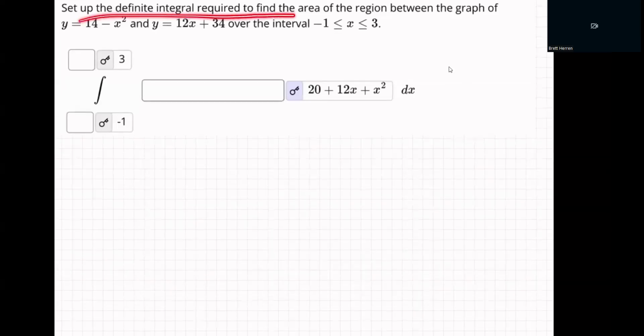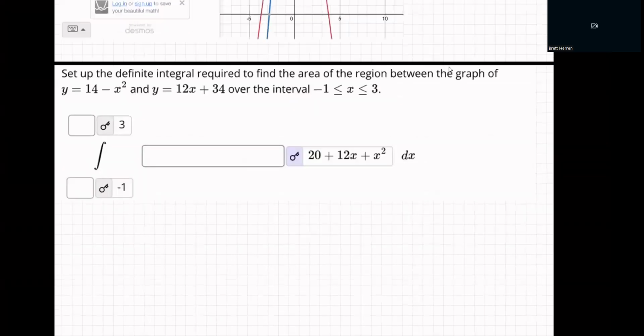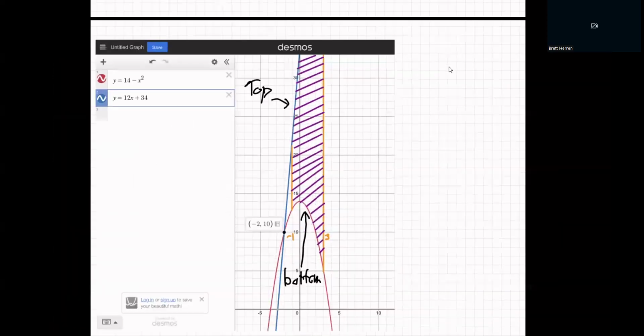Set up the definite integral required to find the area of the region between the graphs of this and this over the interval -1 to 3. So how are we going to do it? Basically, let me show you the graph, even though you can't use the graphing tool on the exam, and then I'll talk about how you can do it without the graph.